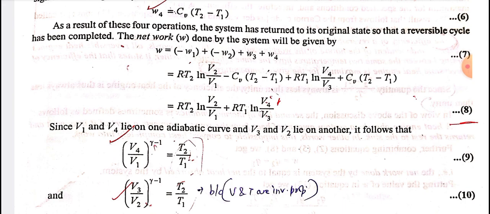Since V1 and V4 lie on one adiabatic curve and V3 and V2 lie on another, it follows that V4 by V1 to the power gamma minus 1 is equal to T2 by T1, and V3 by V2 to the power gamma minus 1 is equal to T2 by T1. Comparing equations 9 and 10, we get V4 by V1.